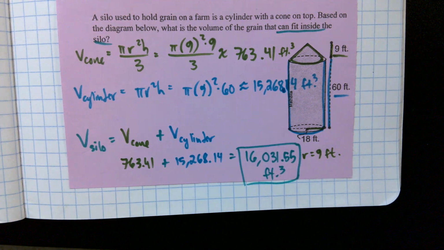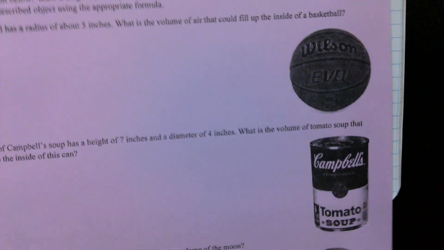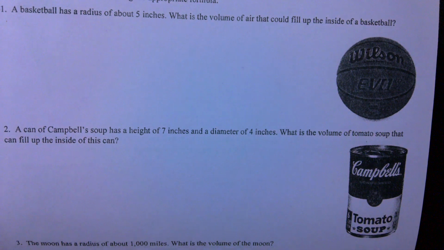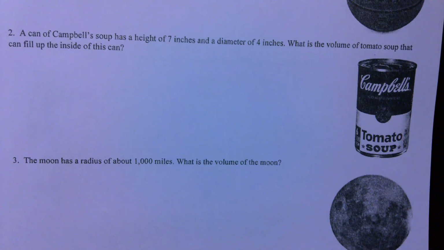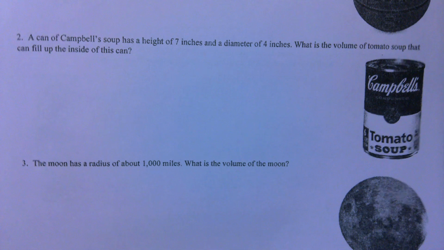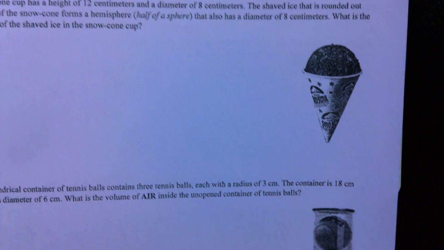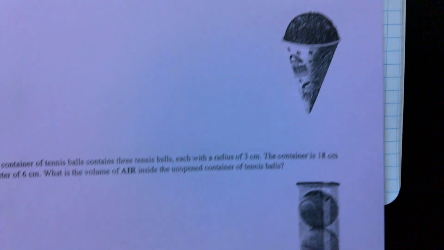All right? Now with worksheet 56, which we're about to get, luckily the front of this is just regular volume. So we got a basketball with this radius. What's the volume of the air? A can of soup with this diameter and height. What's the volume of soup? So we're not doing any combined volumes or anything on the front. Just doing a couple real world examples. It's only 7 questions total.